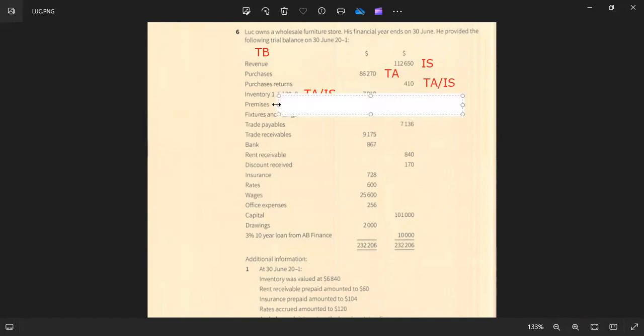Then when we are done with this one, we are moving on. Premises, this is an SFP item as an asset. SFP item is a non-current asset. So the first thing that you need to do when you're given a trial balance like this one, then this one we can also call fixtures and fittings. At our school, these are your lockers. They qualify as fixtures and fittings. So this one is an SFP item.